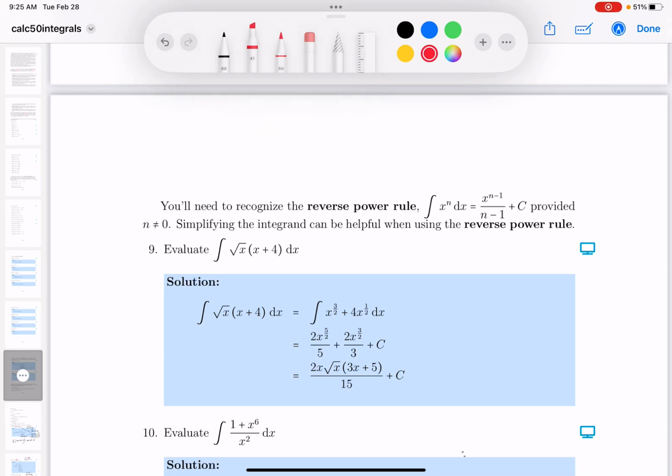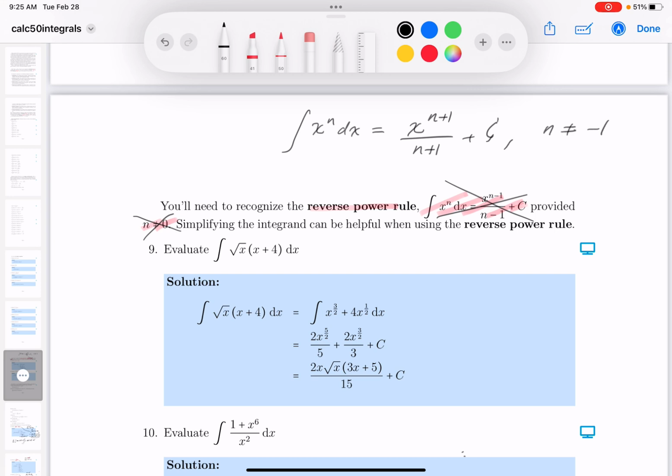Okay, I want to point out the reverse power rule, and I wrote something down that's not correct, by the way. Let me cross this off and put the correct version down for you. The integral of x to the n dx is equal to x to the n plus 1 over n plus 1. I increase the power by 1, not decrease it. Common error, by the way. And this is true provided n is not equal to -1. All right, I'll correct that in the notes.